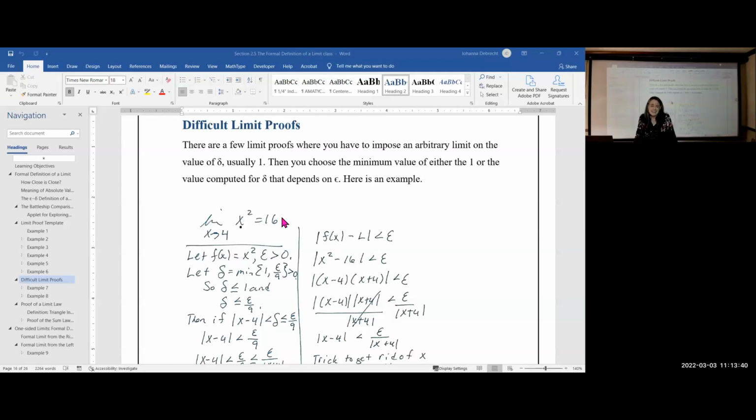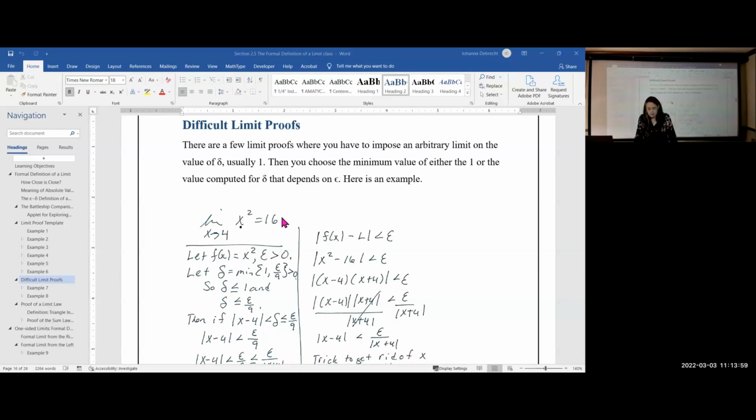Hello again. In this video, we want to take a look at some difficult limit proofs. These are the more difficult ones with epsilon and delta, where it's not a simple matter of factoring and canceling out a factor and then getting exactly the absolute value of x minus a.